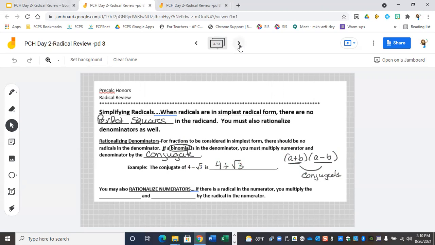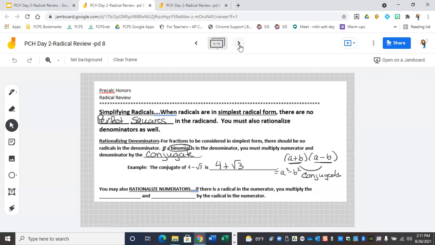What's special about conjugates is that when you FOIL a binomial and its conjugate together, you're left with just a squared minus b squared. The outer and inner terms cancel out because one would be a plus and one would be a minus. So that's how you eliminate that radical in the denominator if you have a binomial.